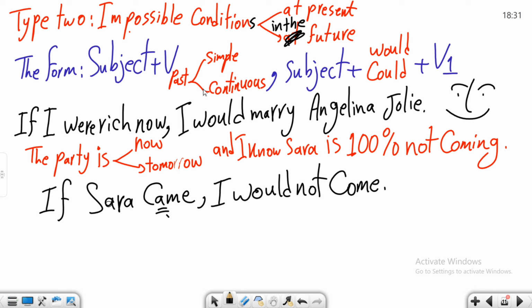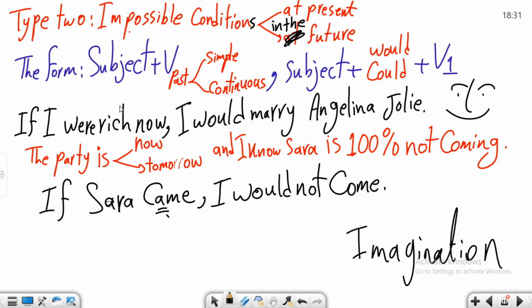I tell you that when we use imagination in order to imagine an impossible condition at present or in the future, we use past simple, and this is 100% correct, because if it's possible, we use present simple. So when it is impossible, we use past simple to show that it is impossible. And then the other part is subject, would and could plus V1.